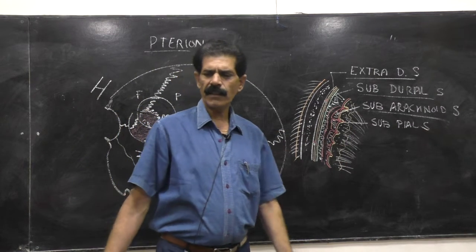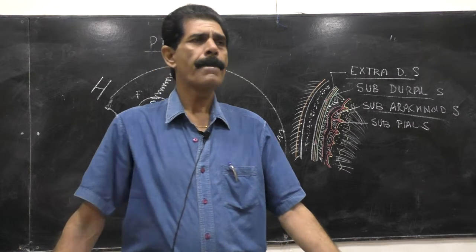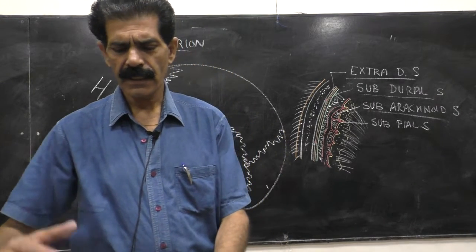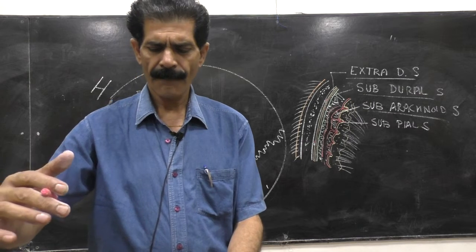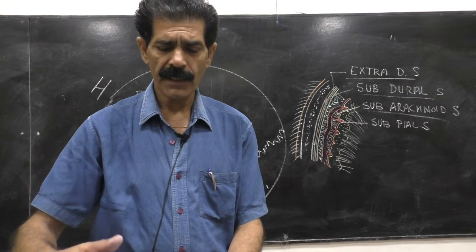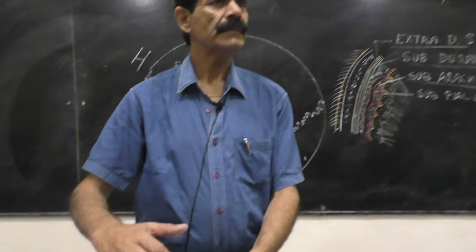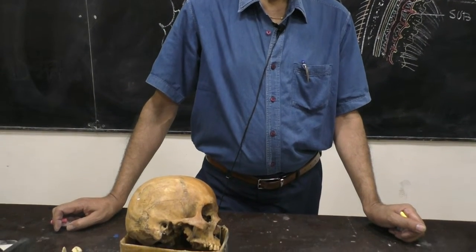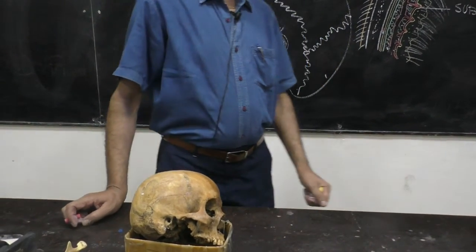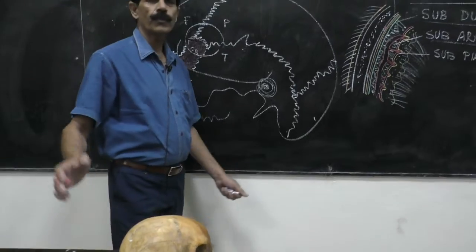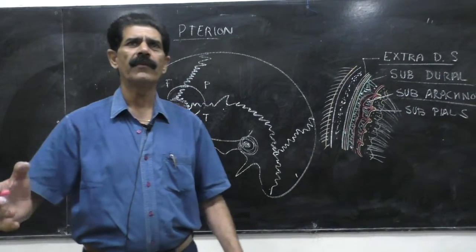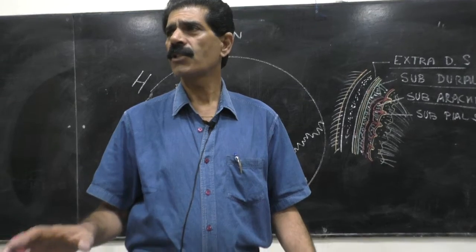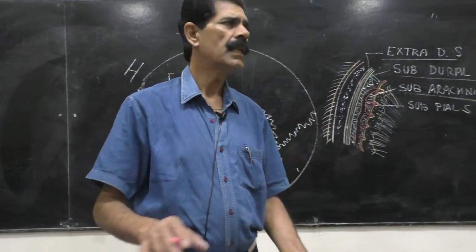So the Pterion is important because of injury. In a roadside accident, if a person gets an injury at the Pterion point, then serious complications arise. For that, you have to superimpose your knowledge of the brain on the skull: which part of the brain is touching which part of the skull.